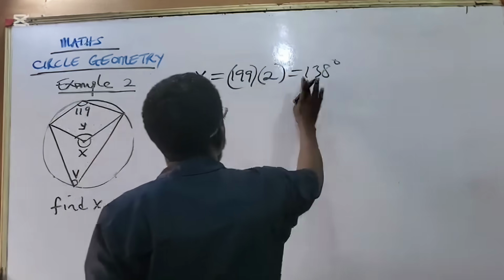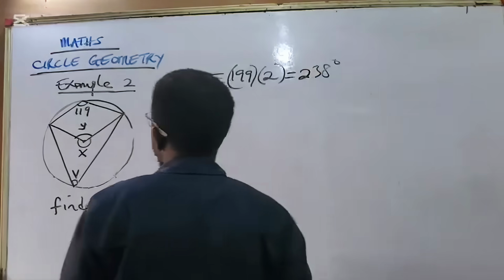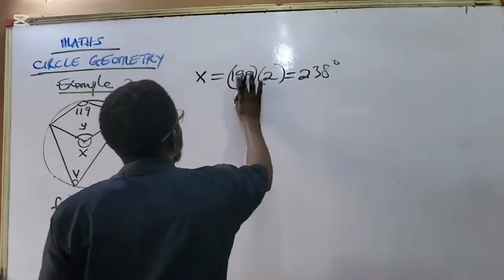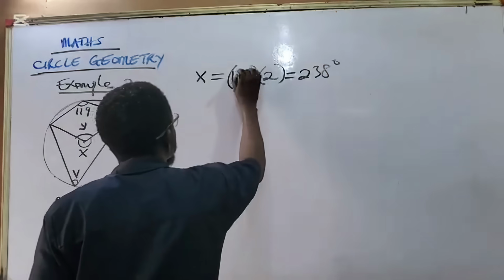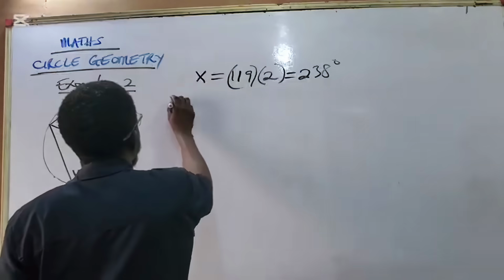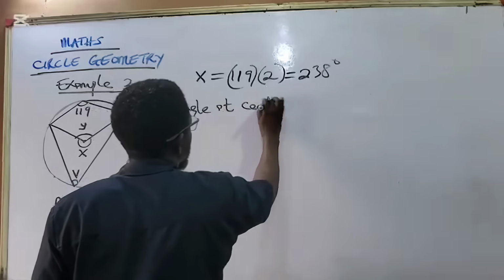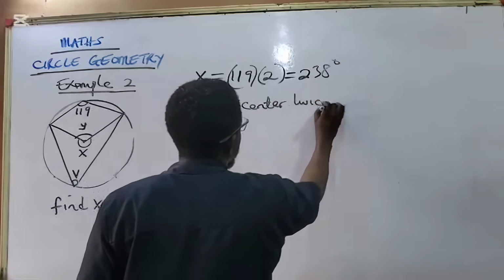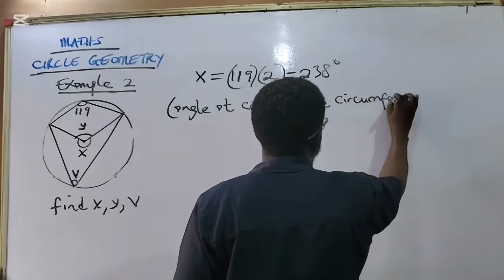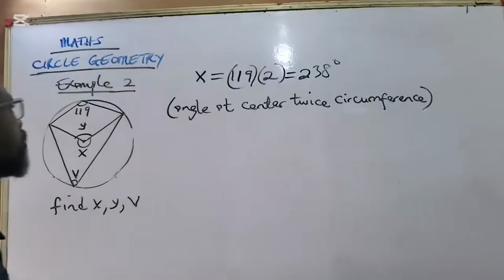238 degrees. 119 times 2 is 238 degrees. Now the rule is the theorem: angle at center is twice the circumference. Angle at center twice the circumference.